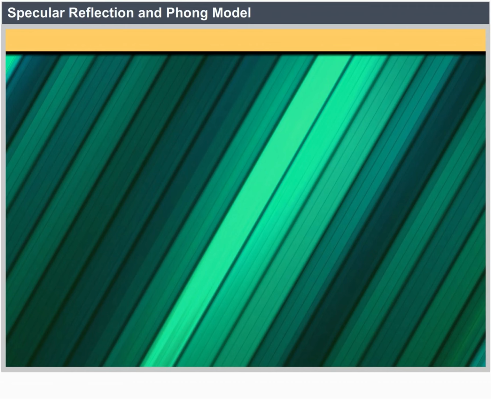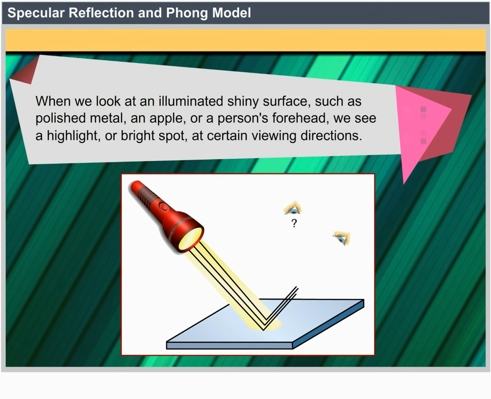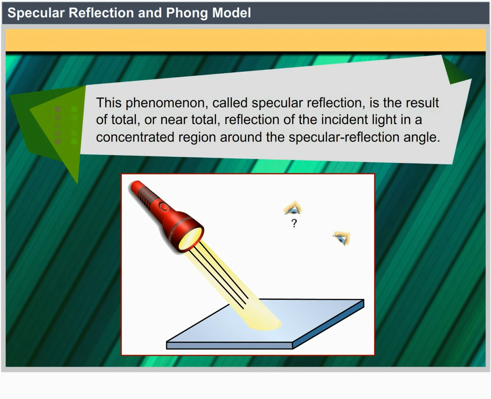When we look at an illuminated shiny surface, such as polished metal, an apple, or a person's forehead, we see a highlight or bright spot at certain viewing directions. This phenomenon, called specular reflection, is the result of total or near total reflection of the incident light in a concentrated region around the specular reflection angle.